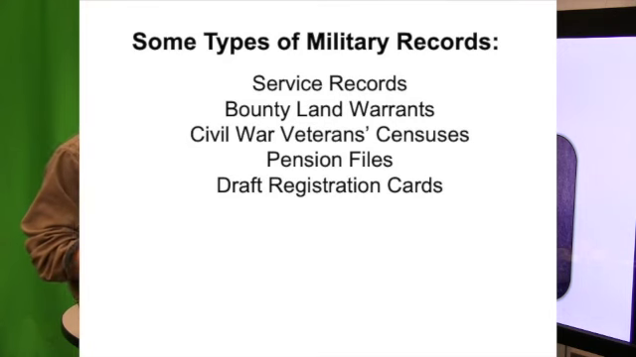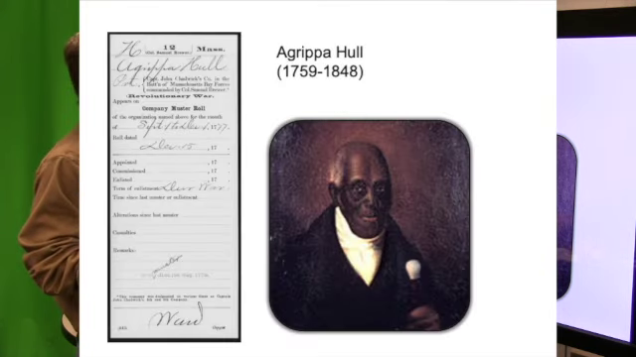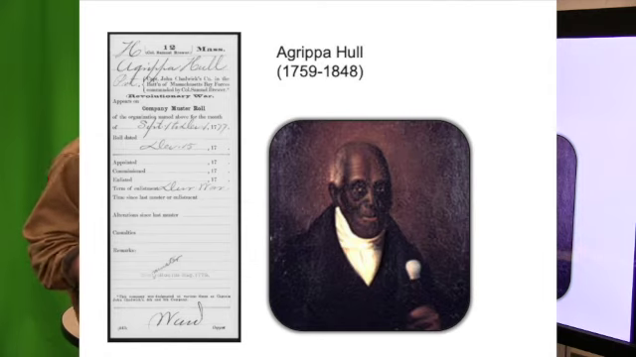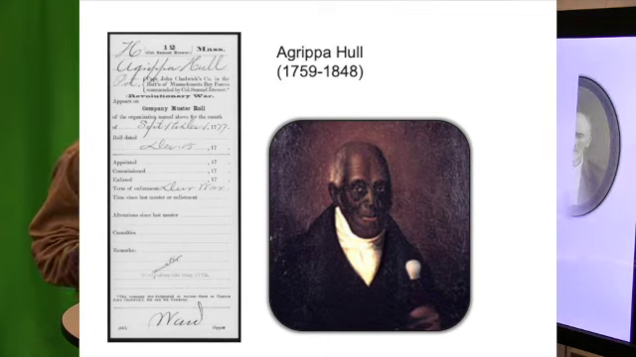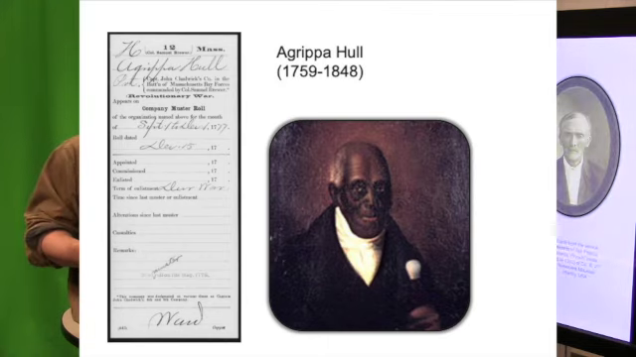So this is an early type of military service record. The Revolutionary War service record for Mr. Agrippa Hull, who was a freedman from Massachusetts who served with George Washington and General Kosciuszko in the Revolutionary War. And I'd really like to read up on him sometime because he seems like a really interesting figure. So his records are available online. I don't remember, I think I probably got those off of Fold3.